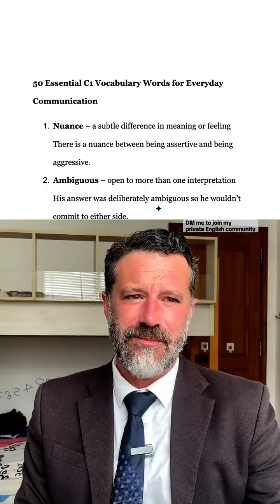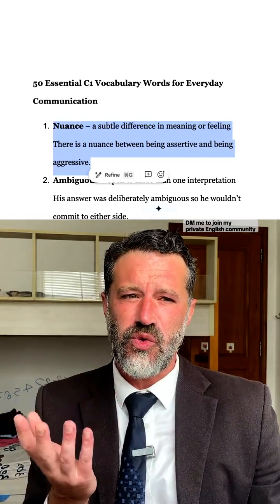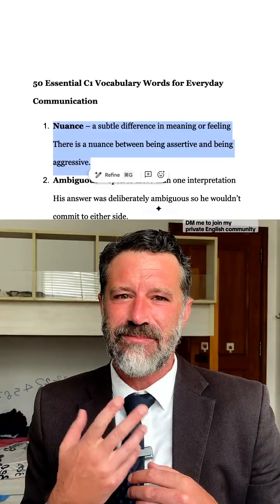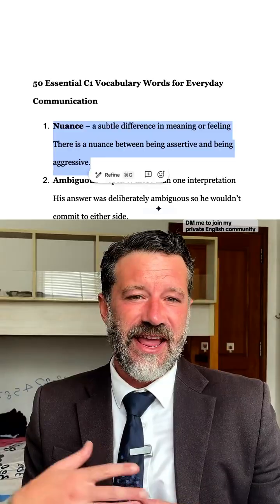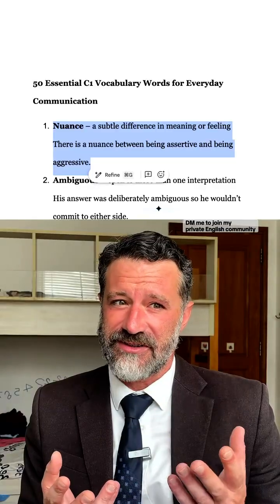So let's see. The first one, number 1, nuance. 2 syllables, nuance. Nuance is a subtle difference in meaning or feeling. For example, there is a nuance between being assertive and being aggressive.